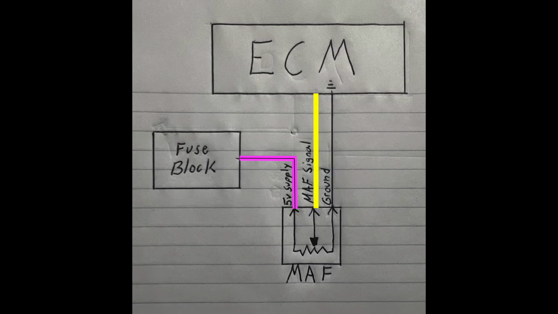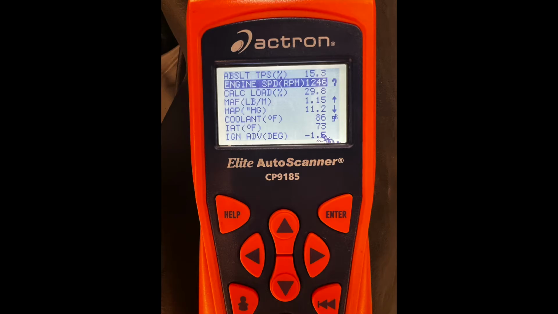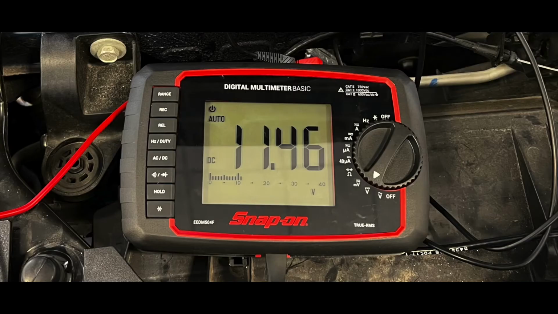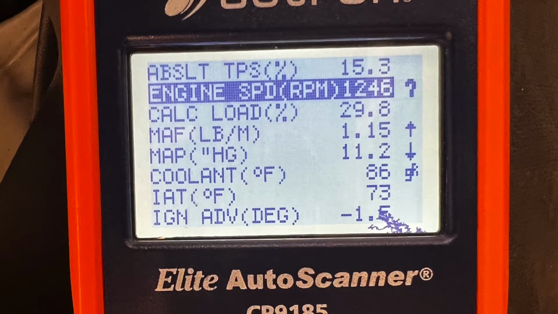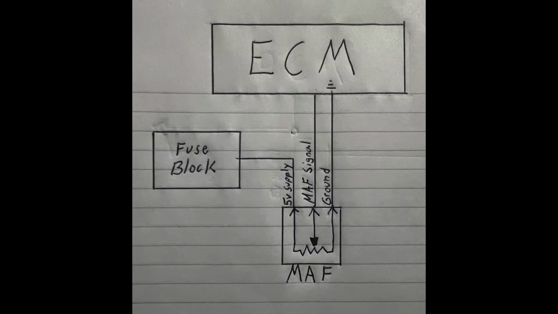The power supply wire and the signal wire were both tested for voltage with the engine off, key on, and also when the engine was at idle. All of these readings were good and as expected. We then checked the ground wire for negative potential, and it was confirmed as good as well. Since the voltage readings and the PID information told us the sensor was functioning properly, we decided to see how the engine would respond if we shorted the signal wire to ground.